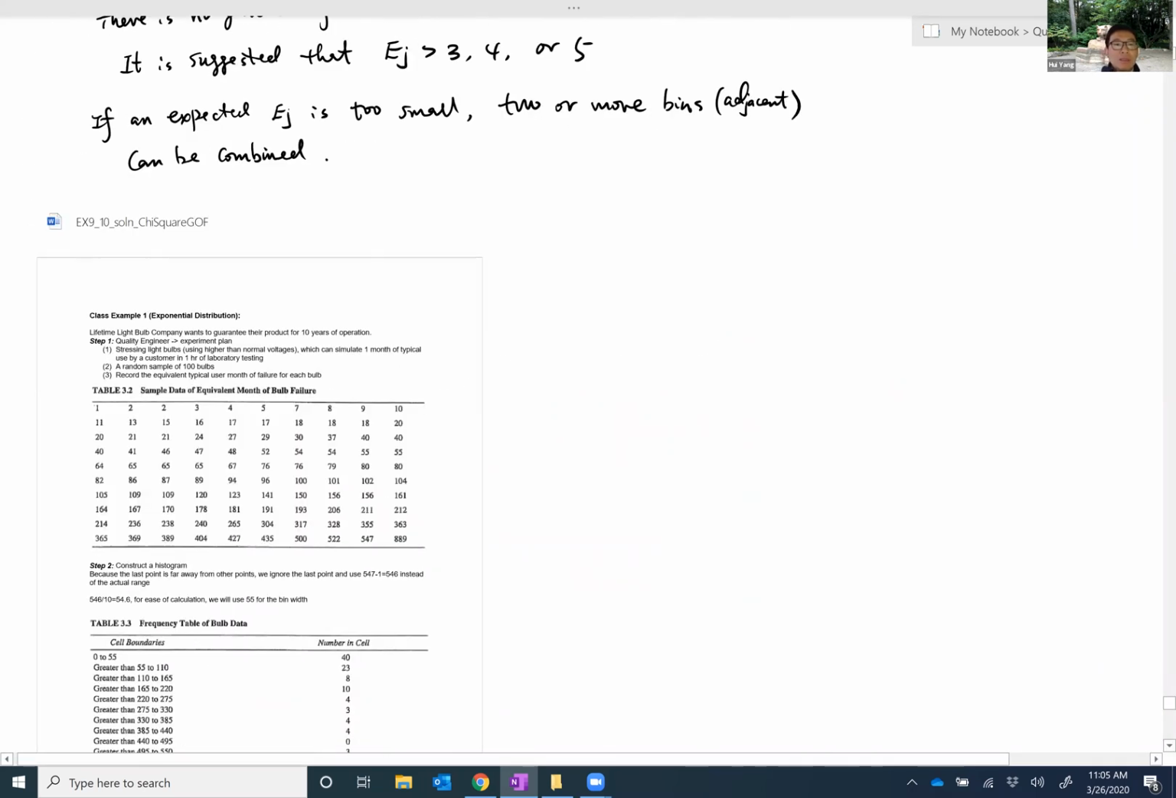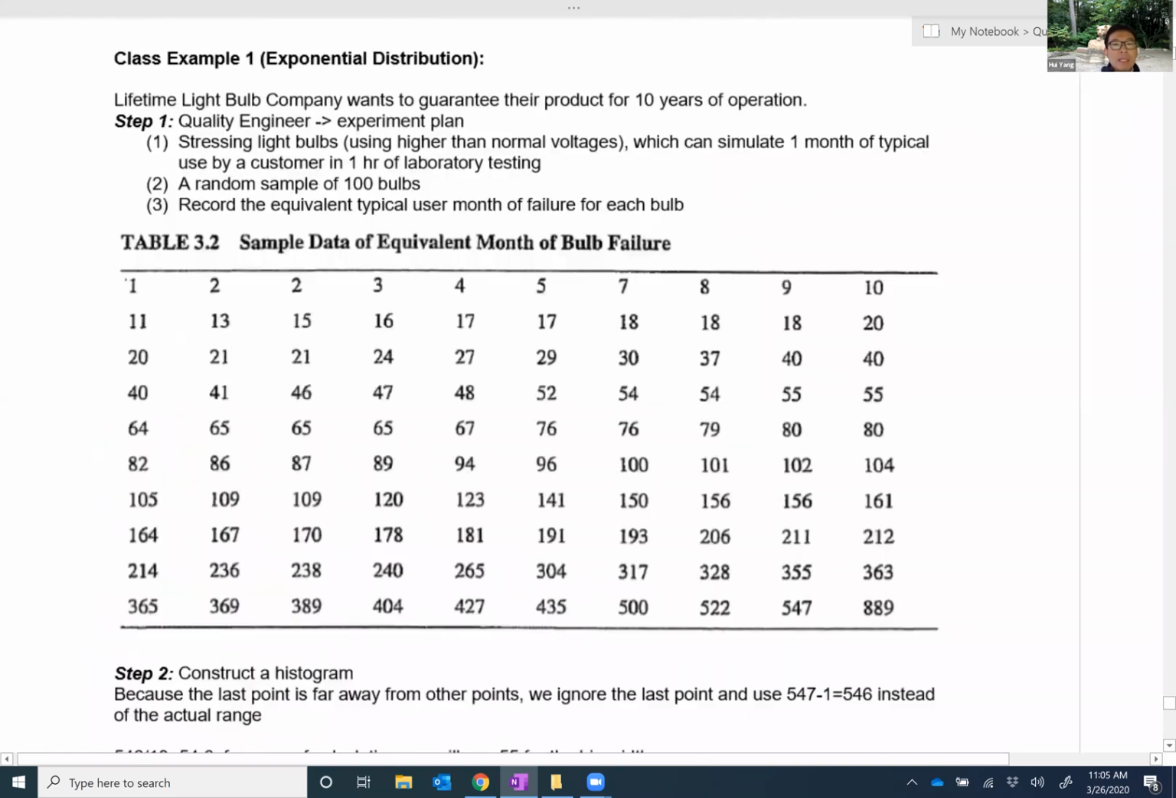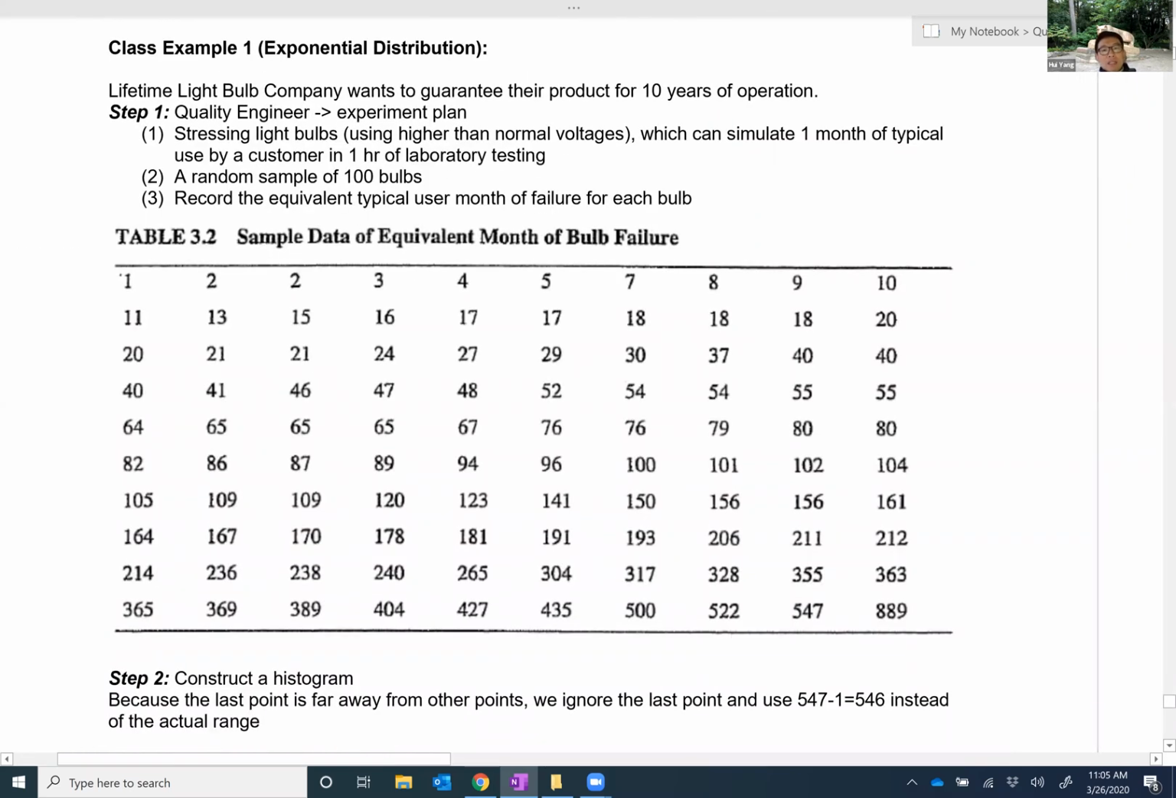Now let's look at this again. So this is the data we got. Let's look at this data. This is the first month, we have 1 failure. Record the equivalent typical user months of failure. So this is month 1, we have 1 failure. Month 2, we have 2 failures. Month 3, we have 1 failure. And then this is month 889, we have another failure.